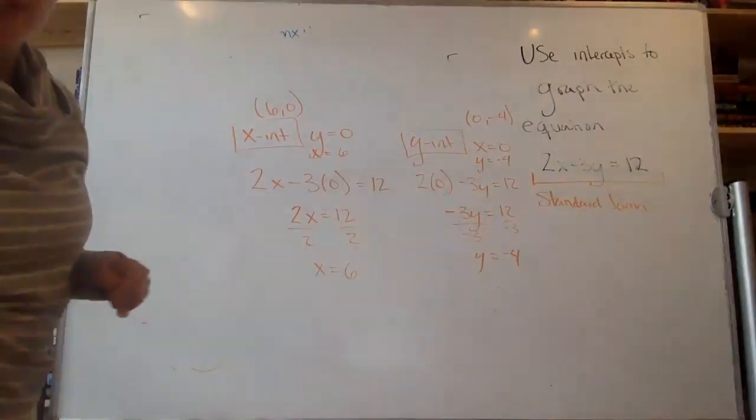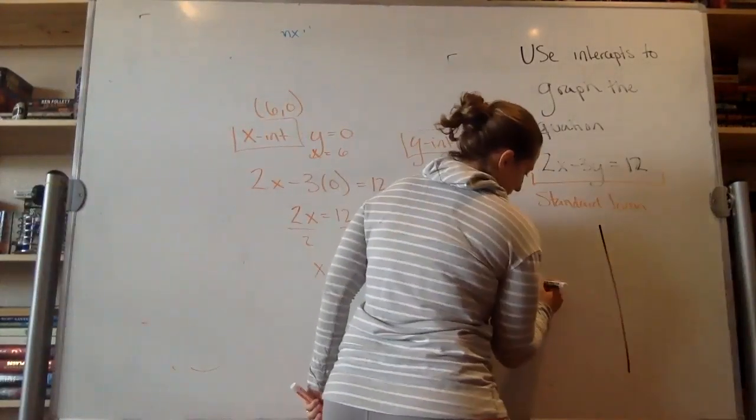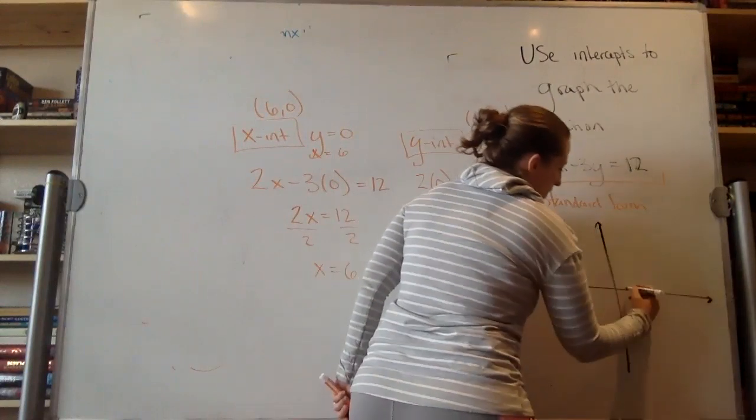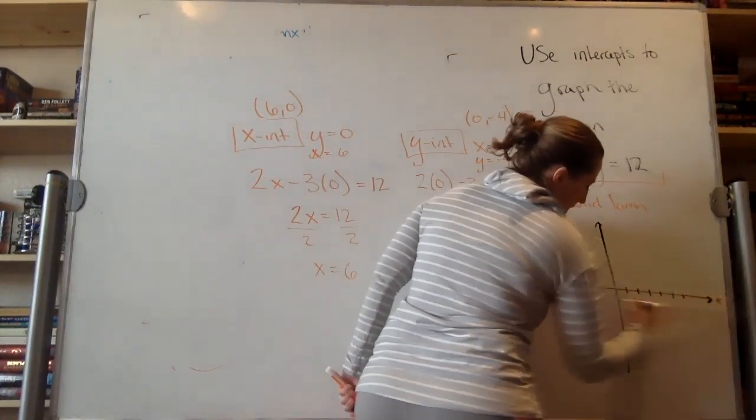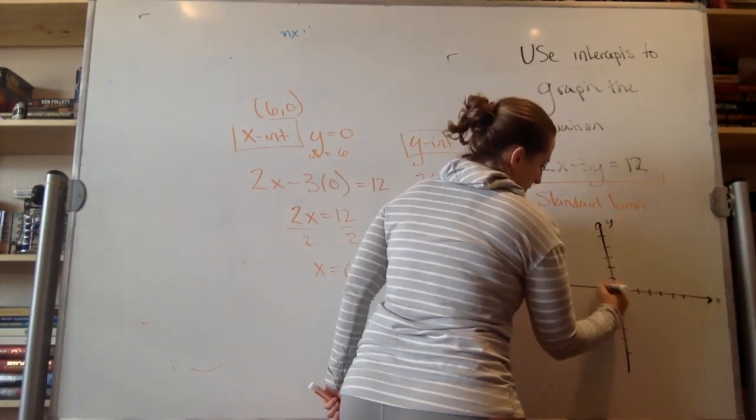Now, I have 2 points. Remember that 2 points is enough to sketch a graph of a line. So I'm going to give us a little Cartesian coordinate system here, with tick marks 1, 2, 3, 4, 5, 6 in each direction.